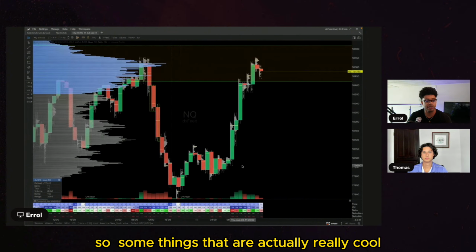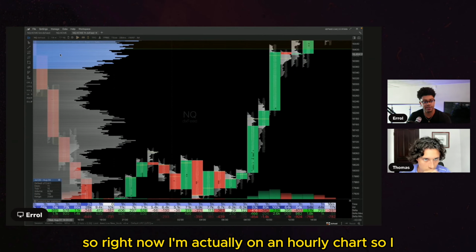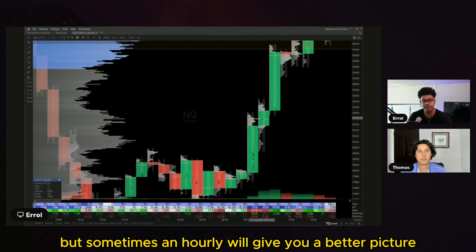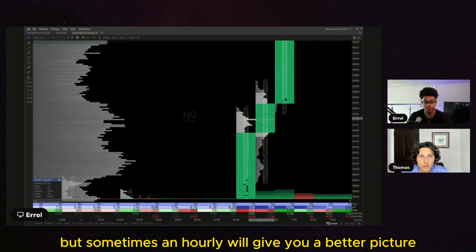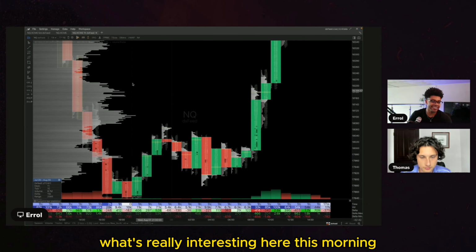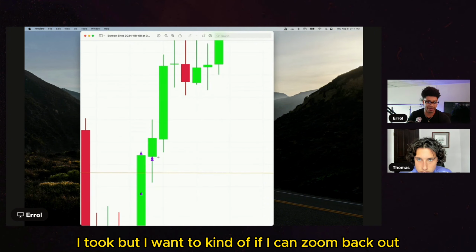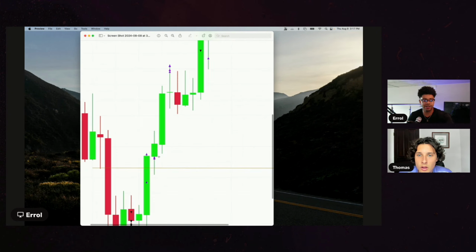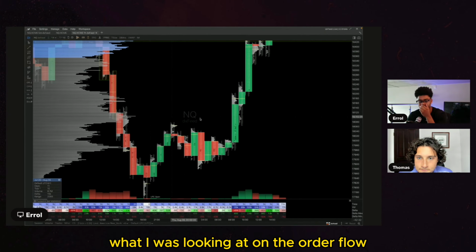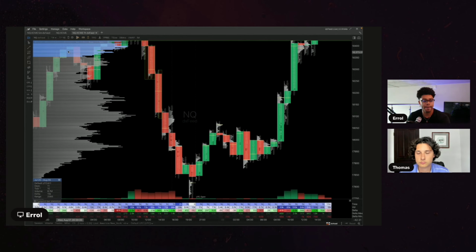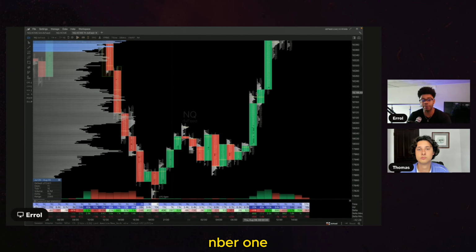Some things that are actually really cool. Right now I'm on an hourly chart. I like to use the hourly and the 5-minute, but sometimes the hourly will give you a better picture. This morning, this is kind of showing some of the executions that I took, but I want to show you what I was looking at on the order flow to even have a long bias. The first thing I was looking at was number one.